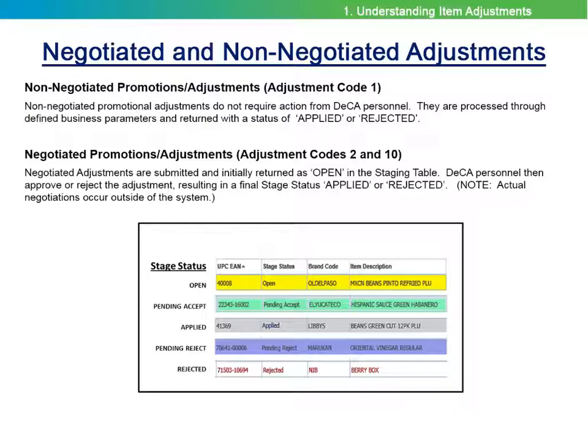Yellow denotes the adjustment is open in the staging table waiting for action from DECA. Green denotes pending accept status. The adjustment has been accepted but has not yet been applied to the operational tables. Gray means the adjustment has been accepted and applied to the operational tables. Purple indicates a pending reject status. You have the opportunity to resubmit the adjustment based on the rejection code and reason. A white background with red text indicates the adjustment has been rejected.